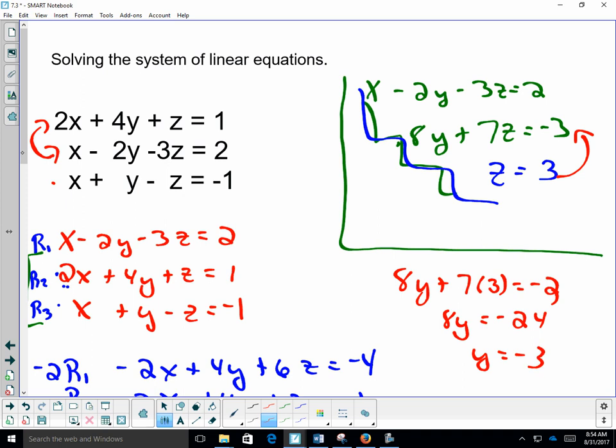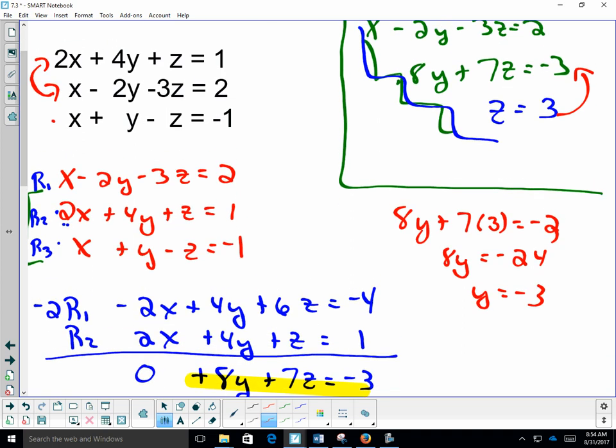Take the y and the z and substitute it back into the original first top one. So I'm substituting back into here. And I'm going to have x minus 2 times -3 minus 3 times 3 is equal to 2. So this would be plus 6 minus 9 is equal to 2.